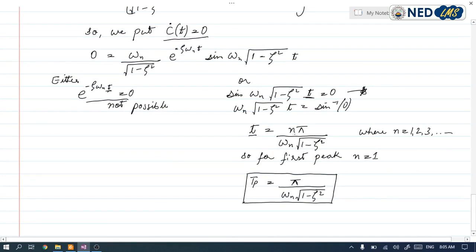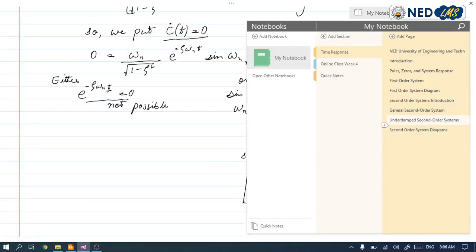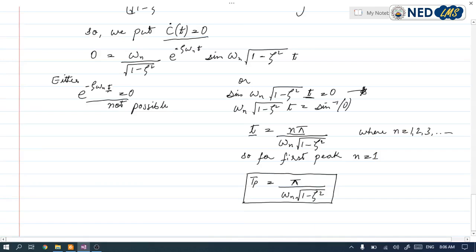Here I generalized this term with n pi, because as I told you, there are multiple peaks, so to evaluate the time for these multiple peaks, this point and this point, we can use the value of n respectively as 1, 2 and 3. When the value of n is equal to 0, the time will be 0, and the output response will be 0 at that time, and when we place the value of n equal to 1, we will get our first peak, which is our peak time.